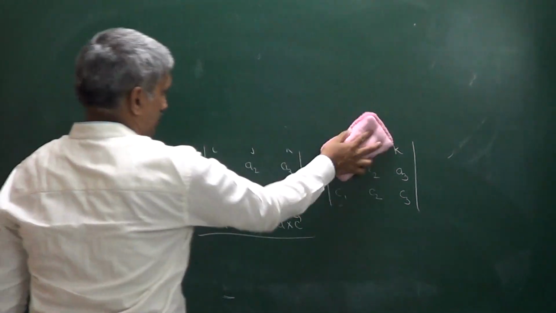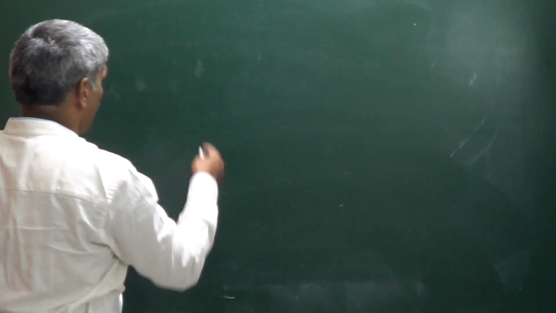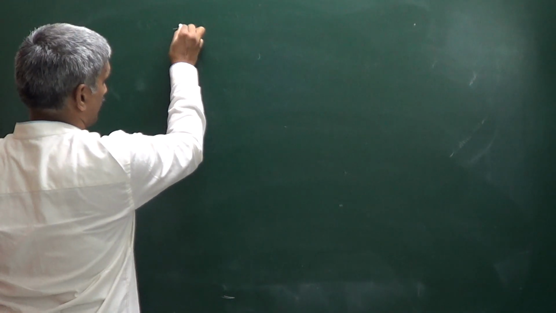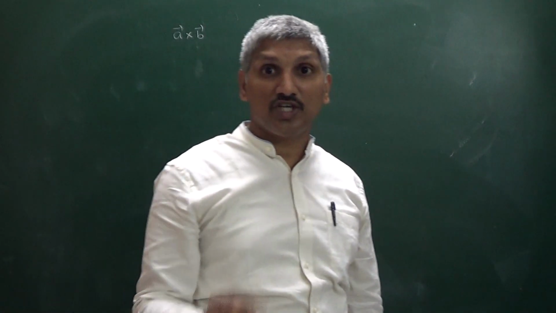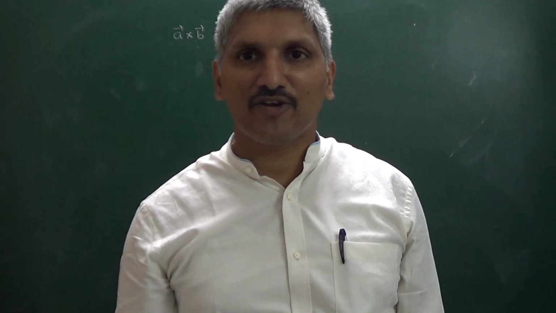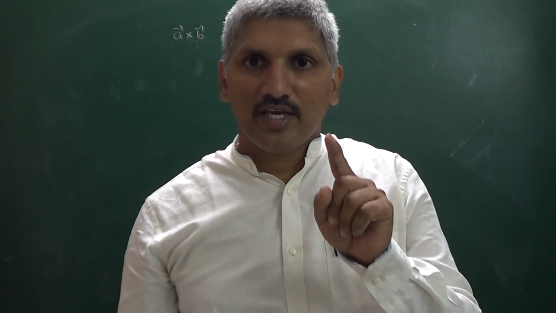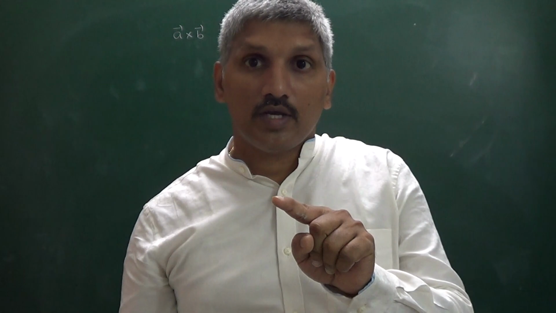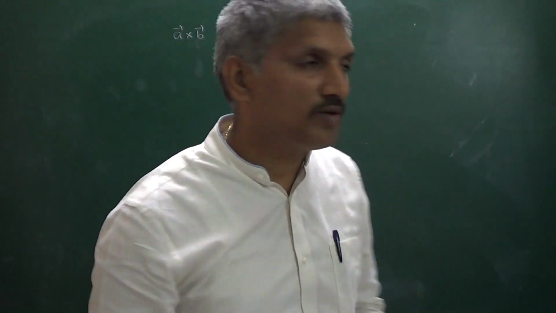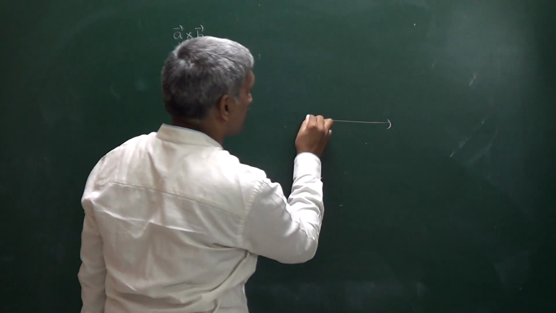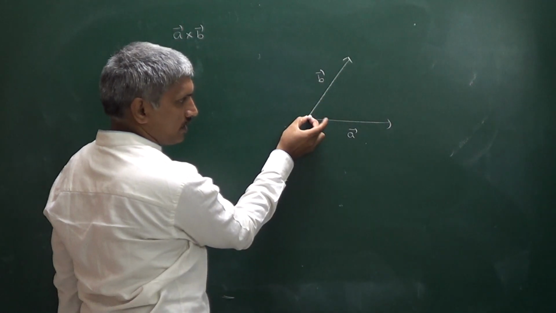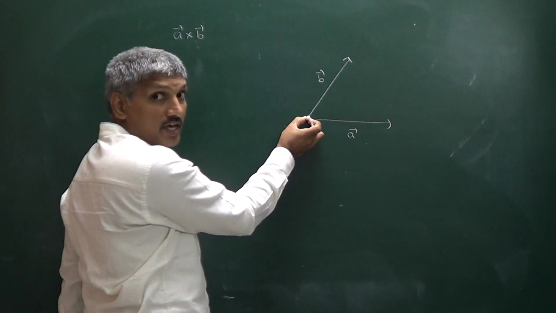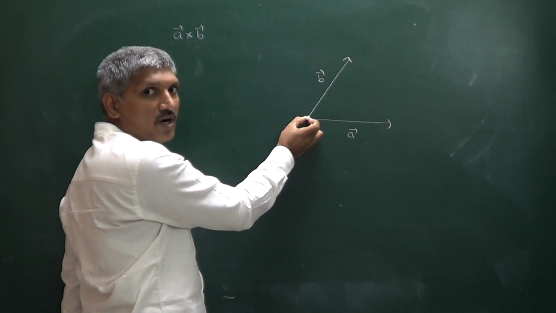So let's discuss another question here. The question is given in this way: what is a unit vector perpendicular to the plane of A bar, B bar? A vector perpendicular to the plane of A bar, B bar is nothing but their cross product. This is A bar and this is B bar. Now this one represents a vector perpendicular to the plane of A bar, B bar.